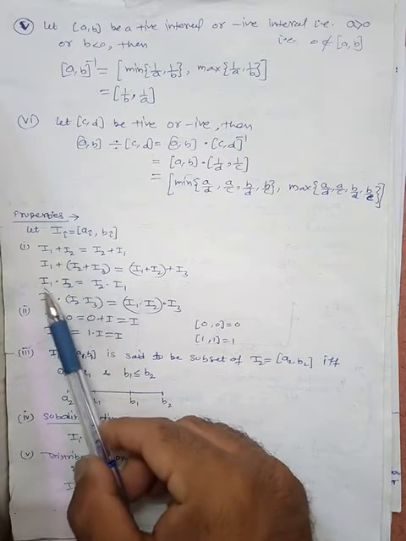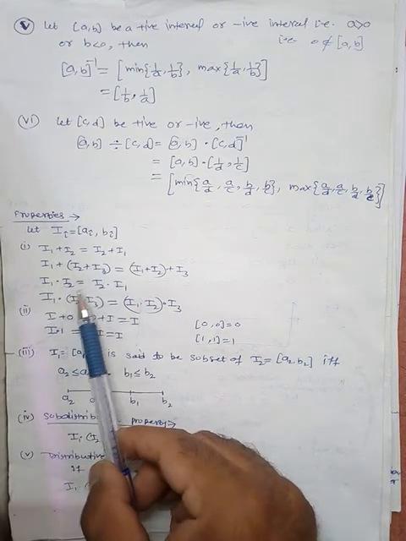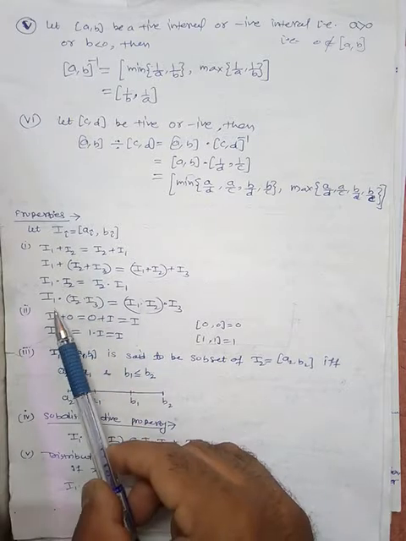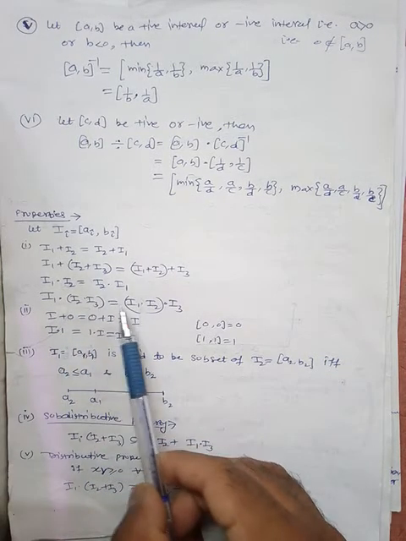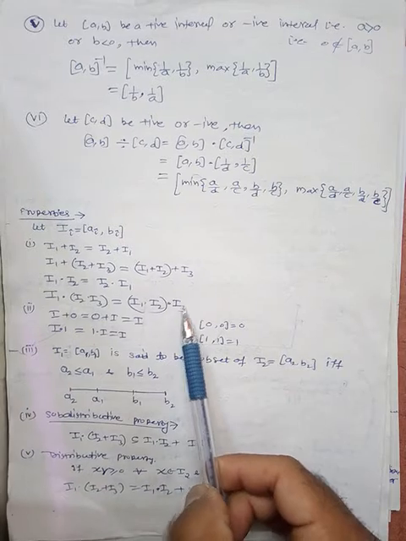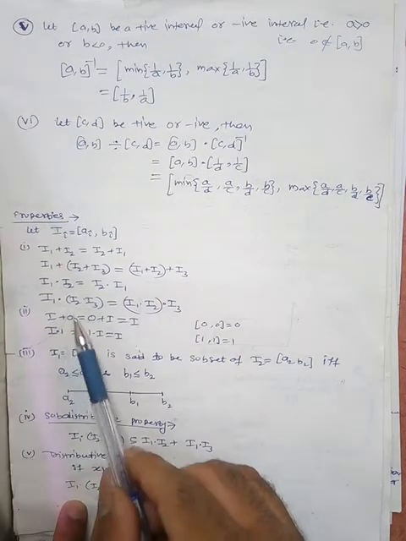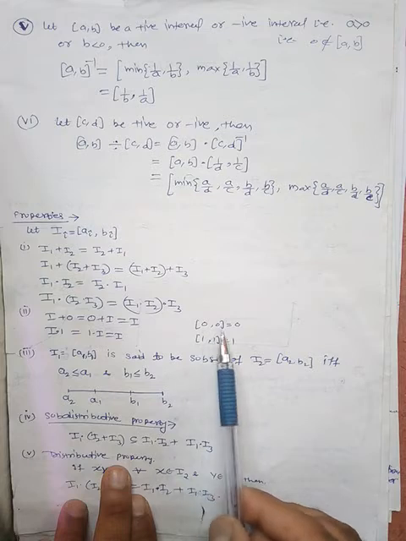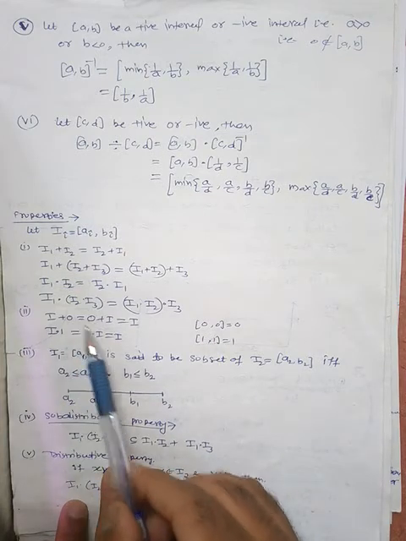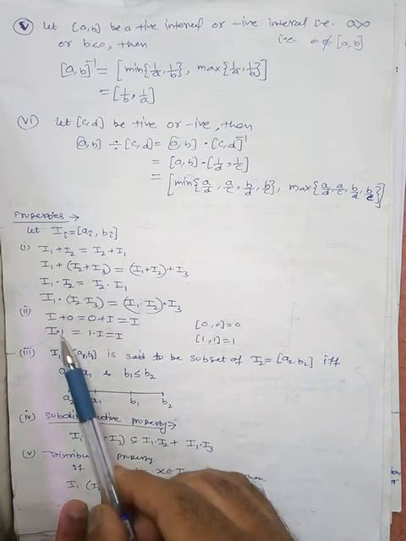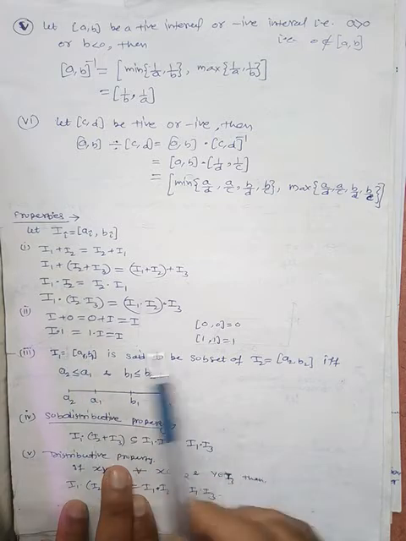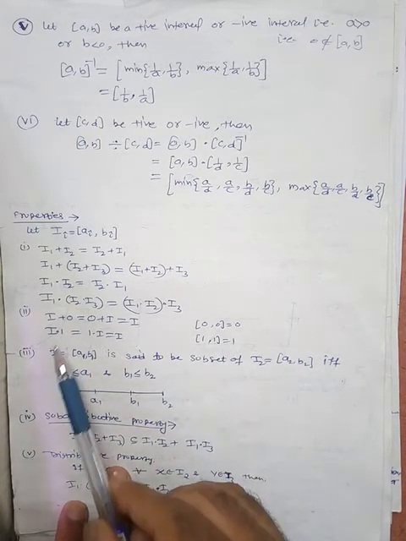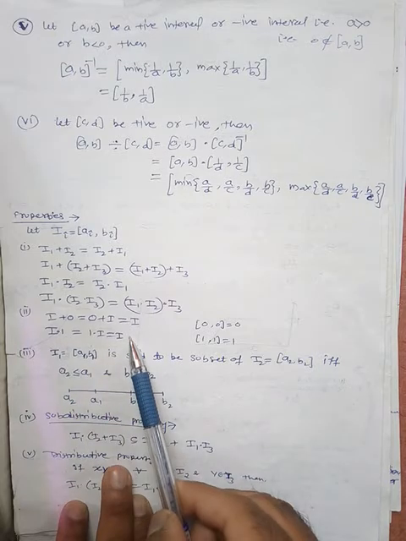Then commutative with respect to multiplication, I1 into I2 is equal to I2 into I1, and similarly associative with respect to multiplication, I1 dot I2 dot I3 is equal to I1 dot I2 dot I3. Second, 0 is the identity with respect to addition. 0 means [0, 0]. So I plus 0 is 0 plus I, which is equal to I. Similarly 1 is the identity with respect to multiplication. 1 means [1, 1]. So I into 1 is equal to 1 into I is equal to I.